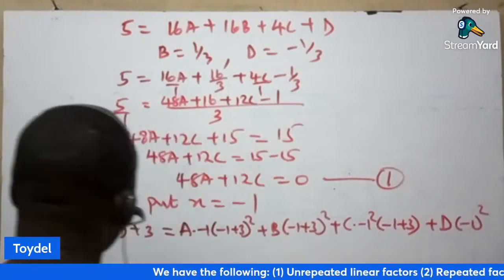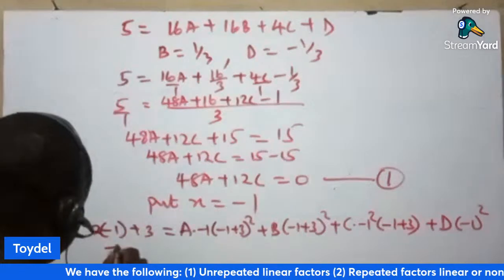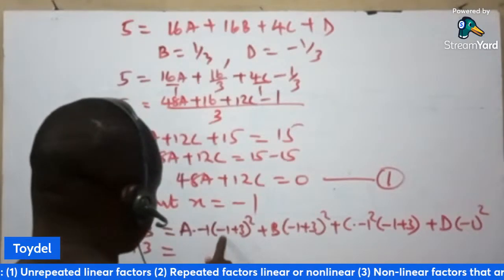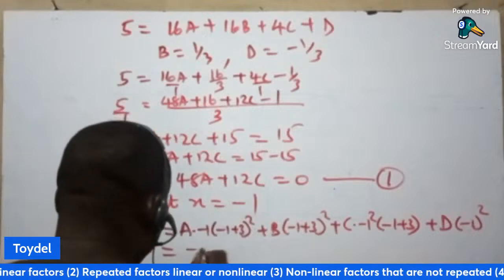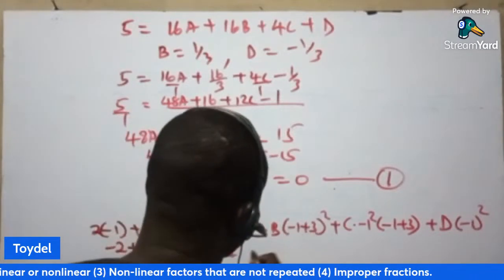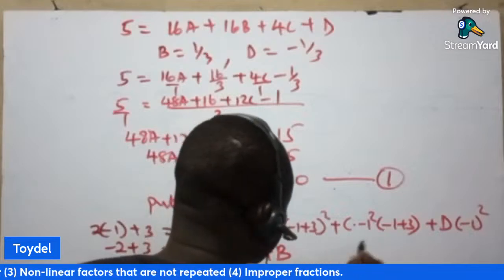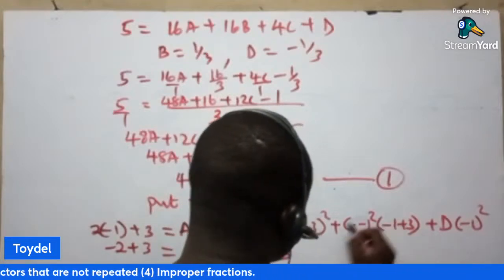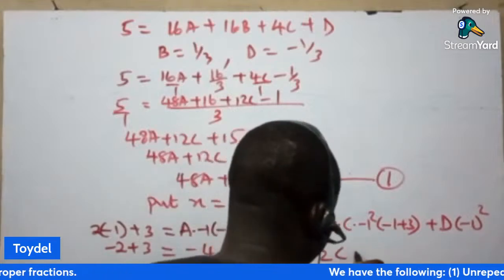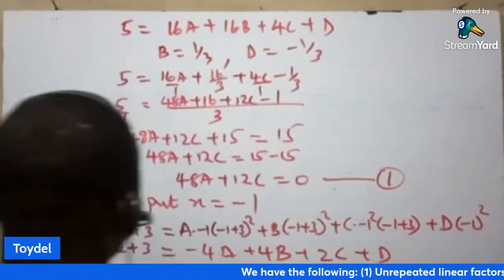So if we now open up, minus 2 plus 3 is 1 and minus 1 plus 3 is 2. 2 times 2 is 4. We are going to get minus 4a here, plus 4b. Then here, this is 2 plus 2c, then plus d. That's what we are going to get.